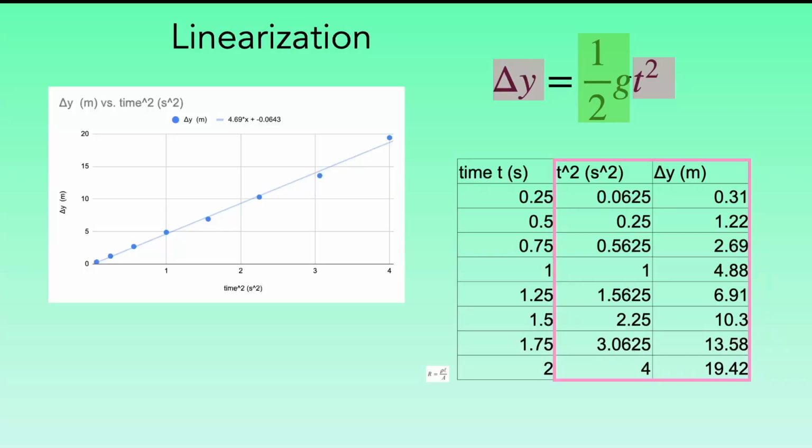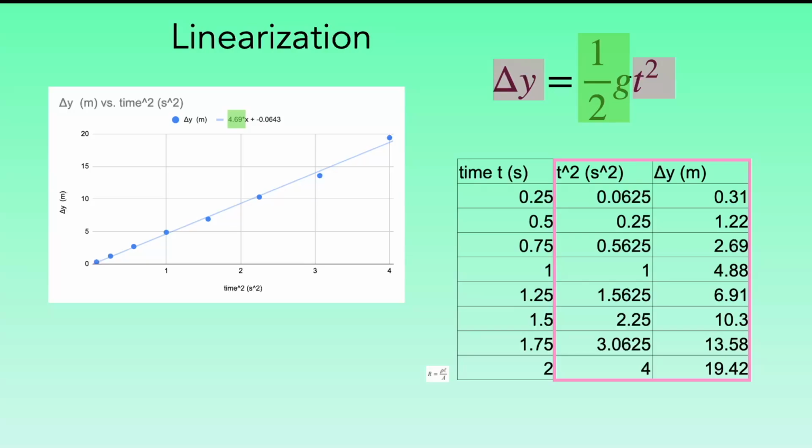And when I do that, I end up with this graph. This is not real data. I made up the data, but this is actually if I graph t squared versus delta y for the data we had at the beginning. And I do a trend line, and if you look up top, I found the slope.